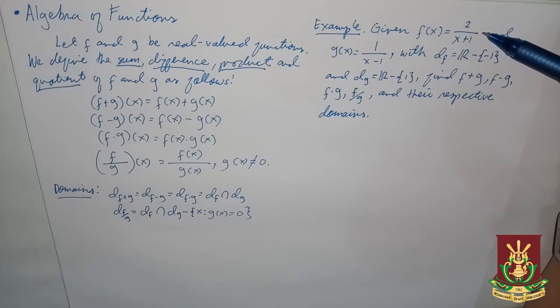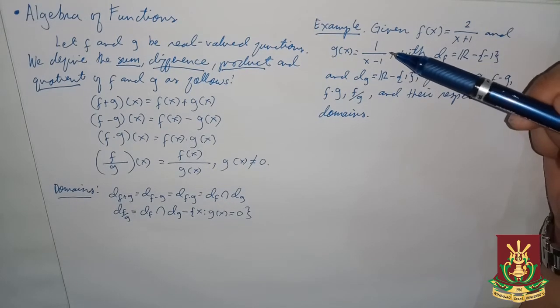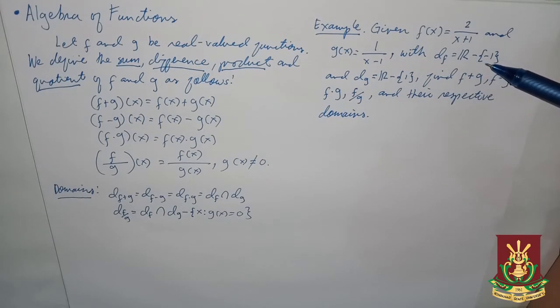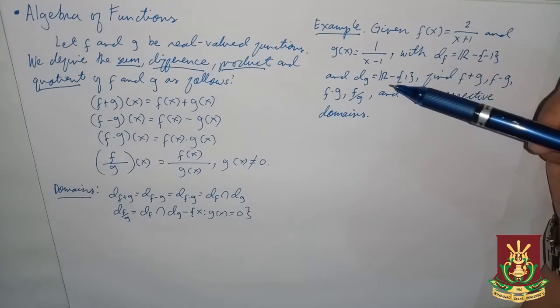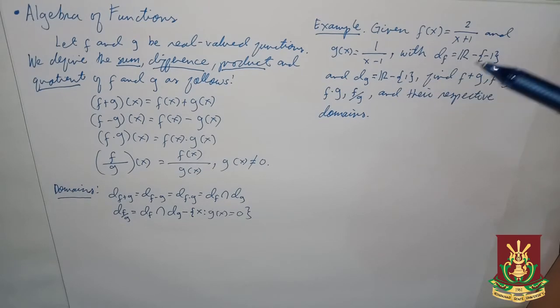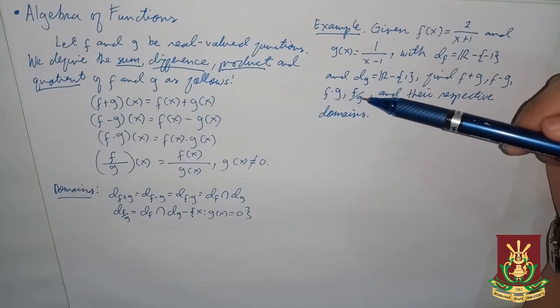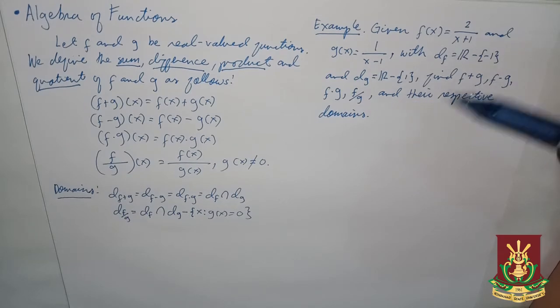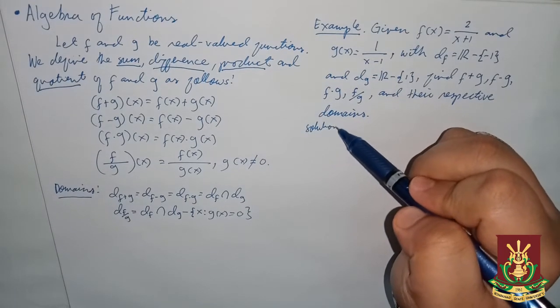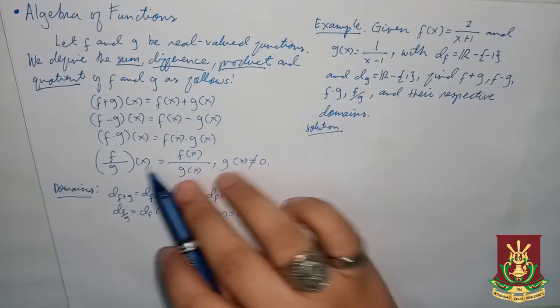Given the functions f of x equals 2 over x plus 1 and g of x equals 1 over x minus 1, with the domain of f equals the set of real numbers minus the set containing -1, and the domain of g equals the set of real numbers except 1, find f plus g, f minus g, f times g, f over g, and their respective domains. To solve this, let us start by applying the definition.